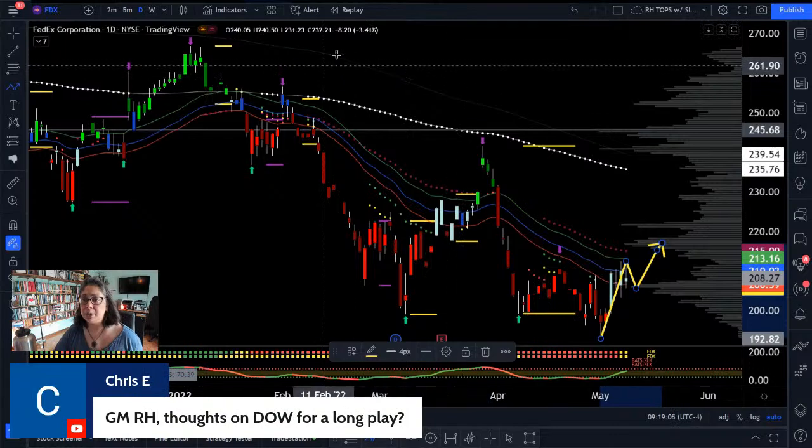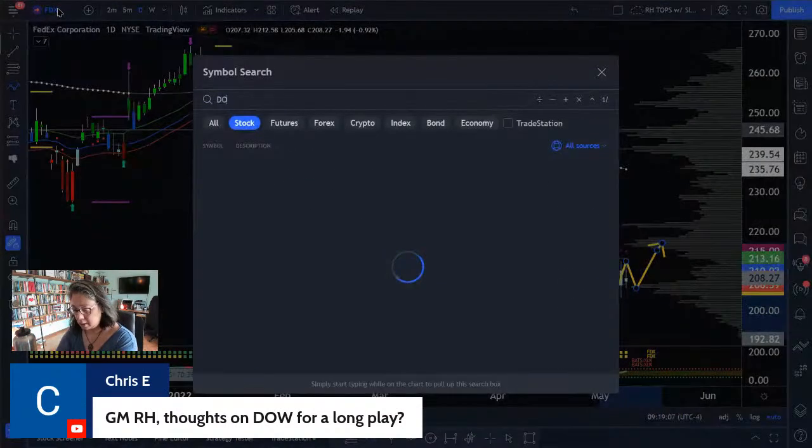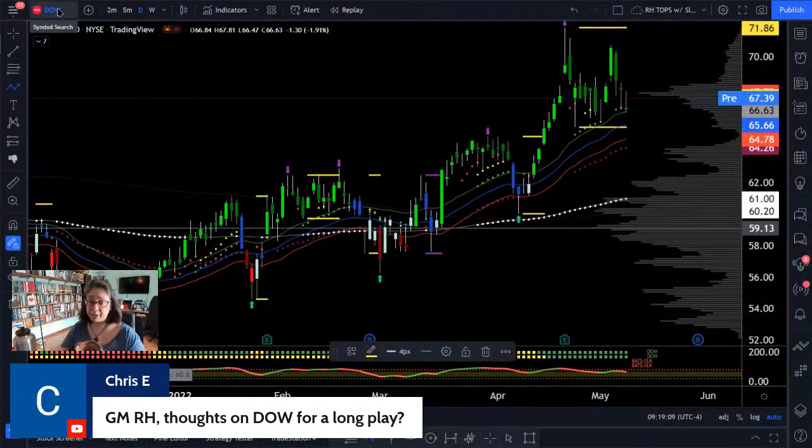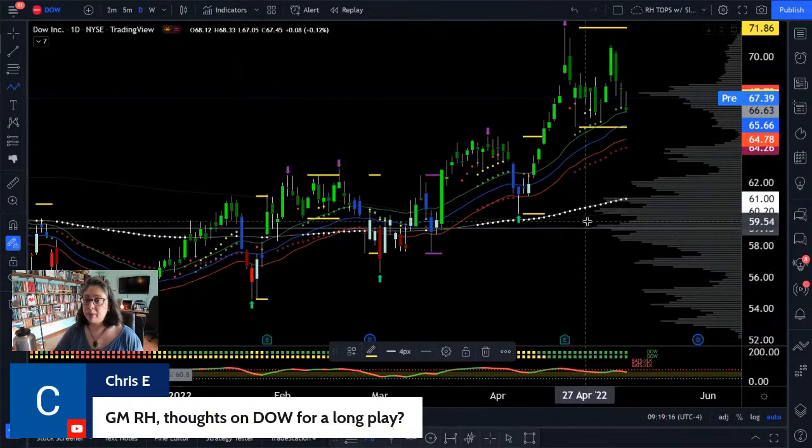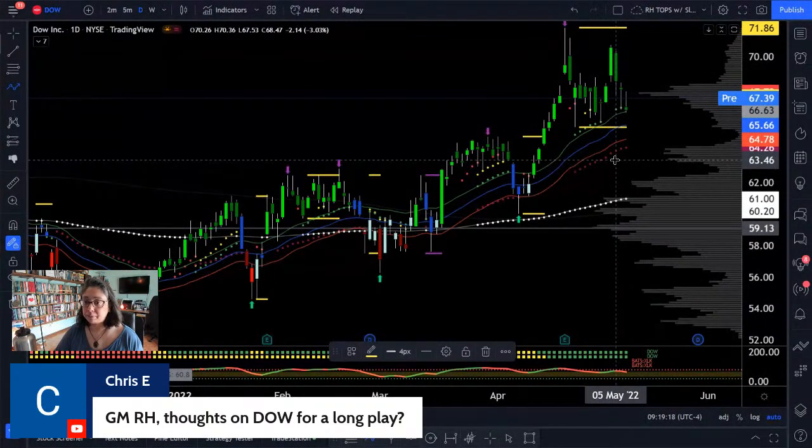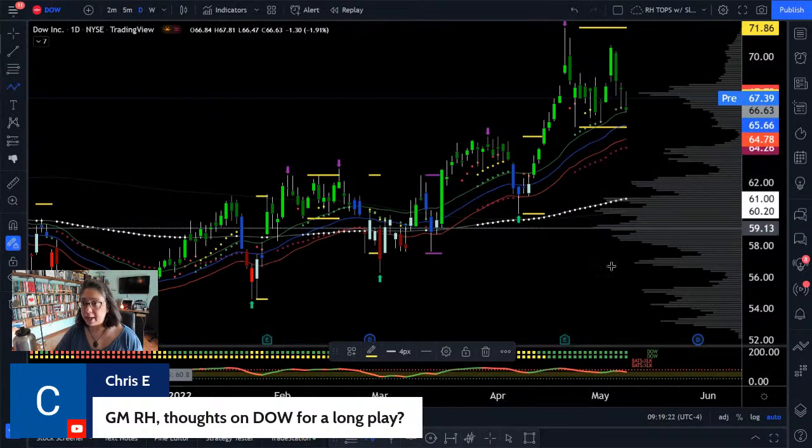Thoughts on DOW for a long play? Yeah. Double green. I like it. Valid. At the money option, give yourself some time. You've got a trend on your hands.